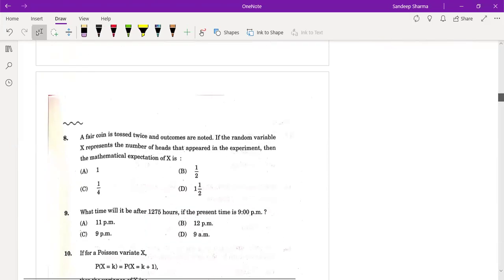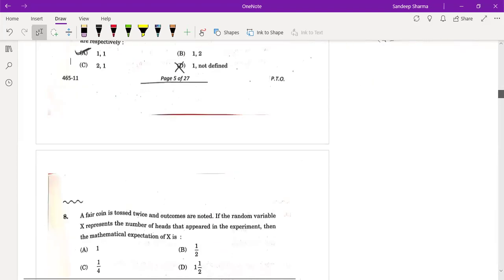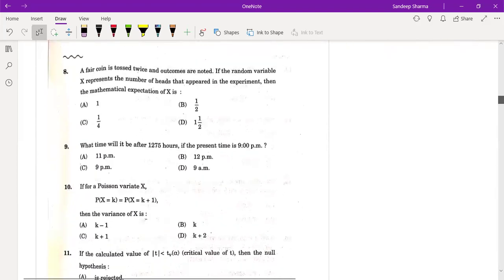Let us move to the next question. Question number 8. A fair coin is tossed twice. Outcomes are noted. Now see, if you are going to toss a coin, then the value of P will be 1 by 2. Random variable X represents the number of heads. Probability of head will also be 1 by 2. Probability of tail will also be 1 by 2. Then the mathematical expectation of X.